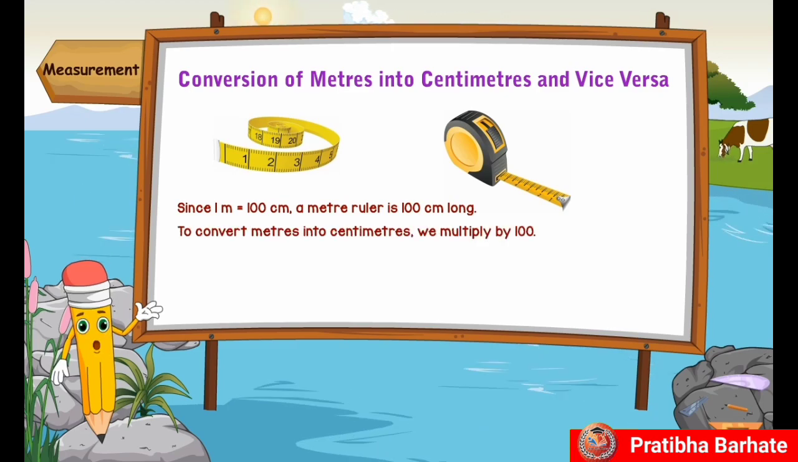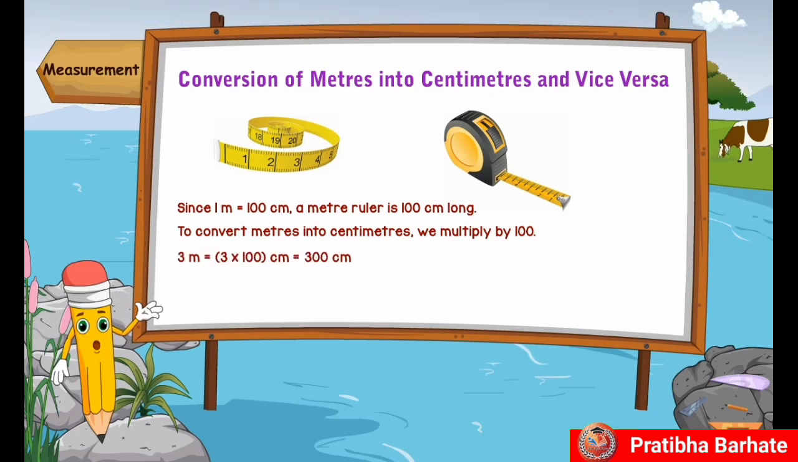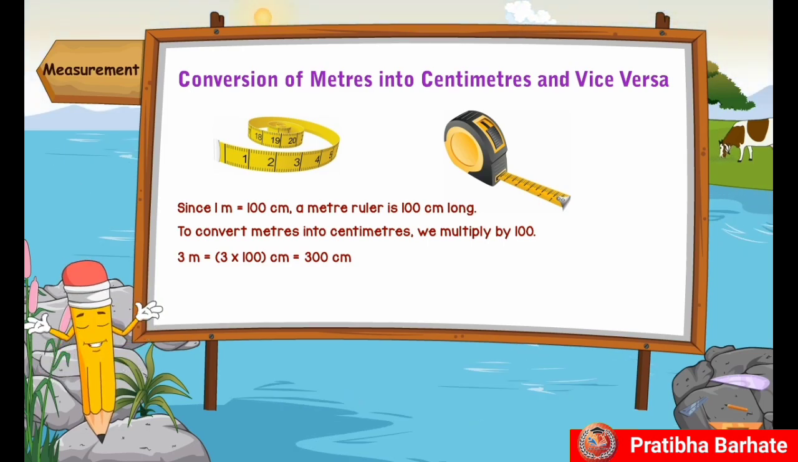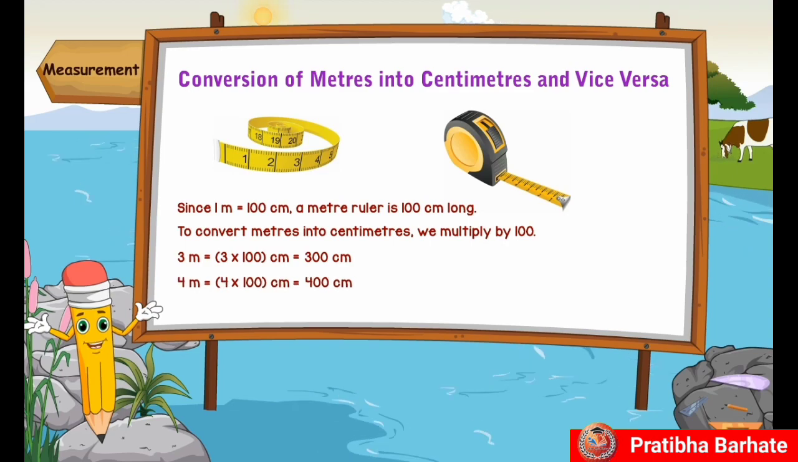To convert meters into centimeters, we multiply by 100. For example, 3 meters is equal to 3 multiplied by 100 centimeters, which is equal to 300 centimeters. 4 meters is equal to 4 multiplied by 100 centimeters, which is equal to 400 centimeters.